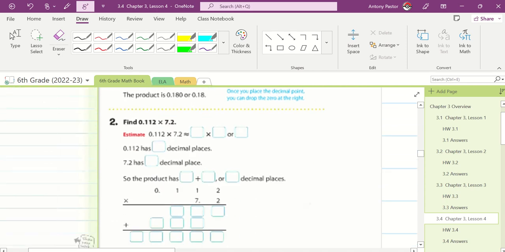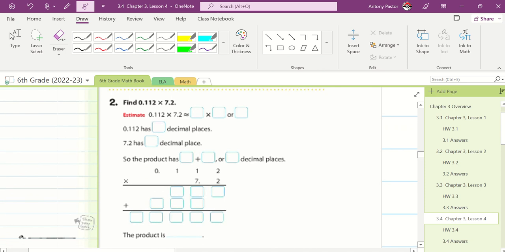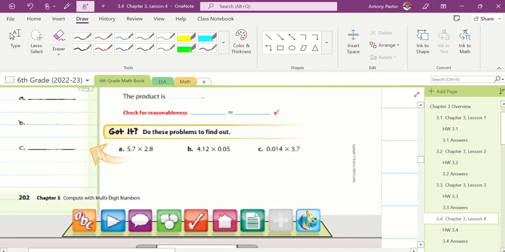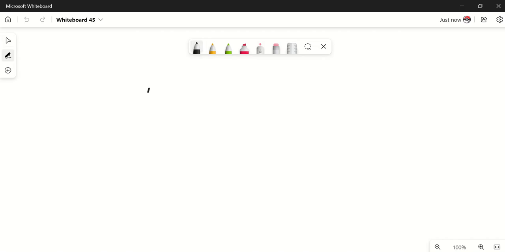Let's do one more example and we'll call it a day. I don't know if I like that one for this. Let's pick one of these. I'm going to pick the harder of the three, and that'll actually be this one. 0.014 times 3.7.